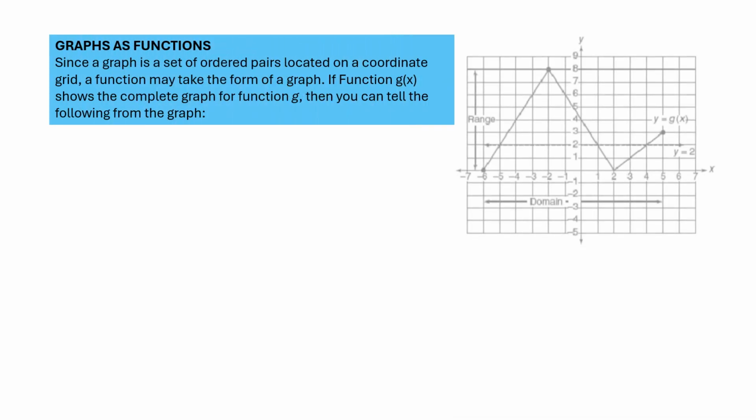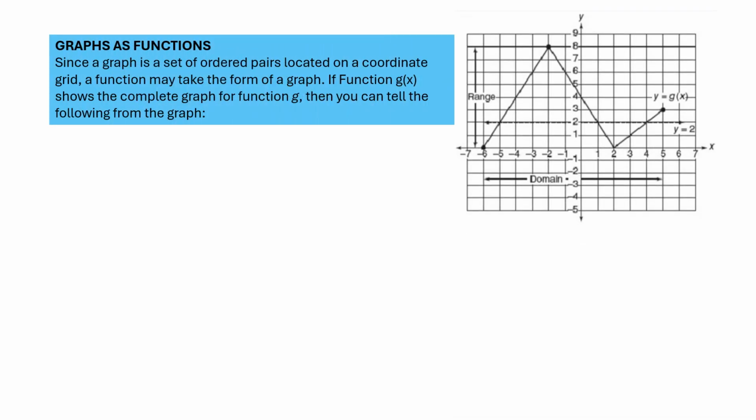Graph as a function. Since a graph is a set of ordered pairs located on the coordinate grid, a function may be taken from the graph also. If g of x shows the complete graph of the function g, as you see, then you can tell the following from the graph.